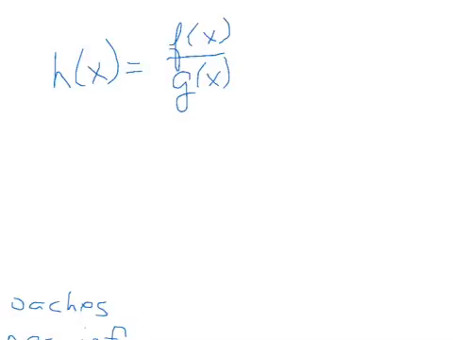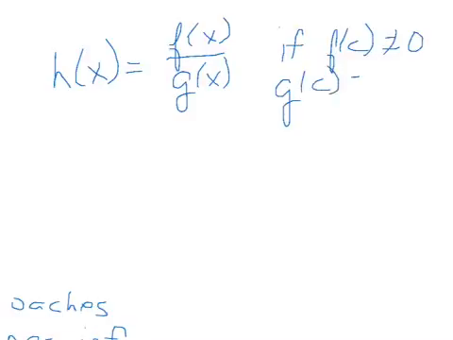Okay, if we have a rational function, let's say f of x over g of x. This is my rational function, f of x over g of x. If f of c is not equal to 0, but g of c equals 0, then we end up with a vertical asymptote at x equals c.